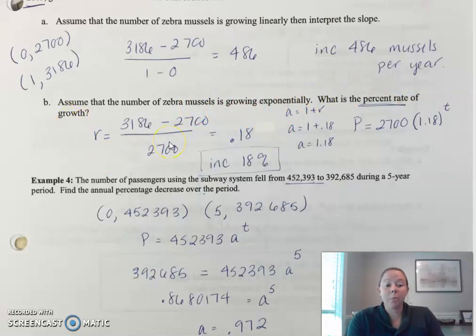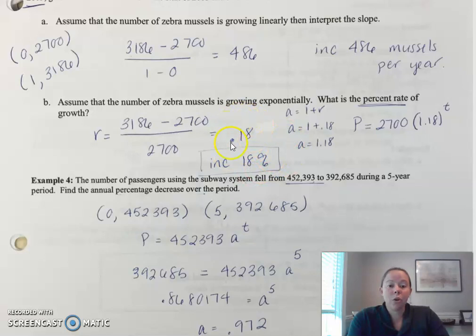Okay, so now we've got to go back to that section where we talked about percent change, or relative change. So you subtract and divide by the initial. Take your two values, and it's growing, so it's going to be a positive percentage. Subtract them, divide by the initial, and you get 0.18, or an increase of 18%.